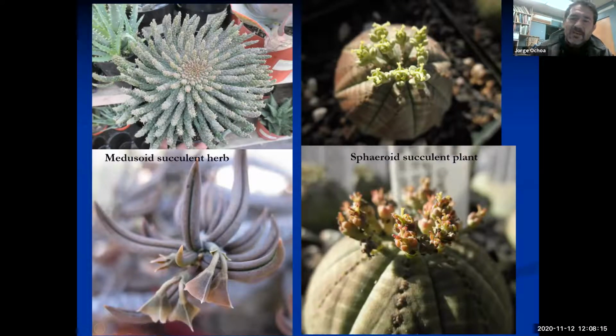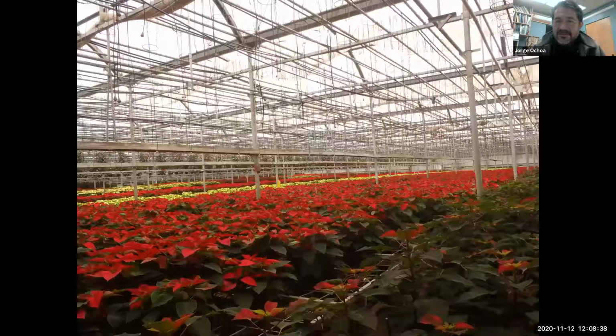medusoides or medusoid, meaning medusa-like because of the snake-like component. So medusa-like succulent herb with the flowers, or spheroid, meaning like a sphere, a ball, succulent plant here as well. And here's the flowers for this individual, for example. So other life forms that you're going to see out there.